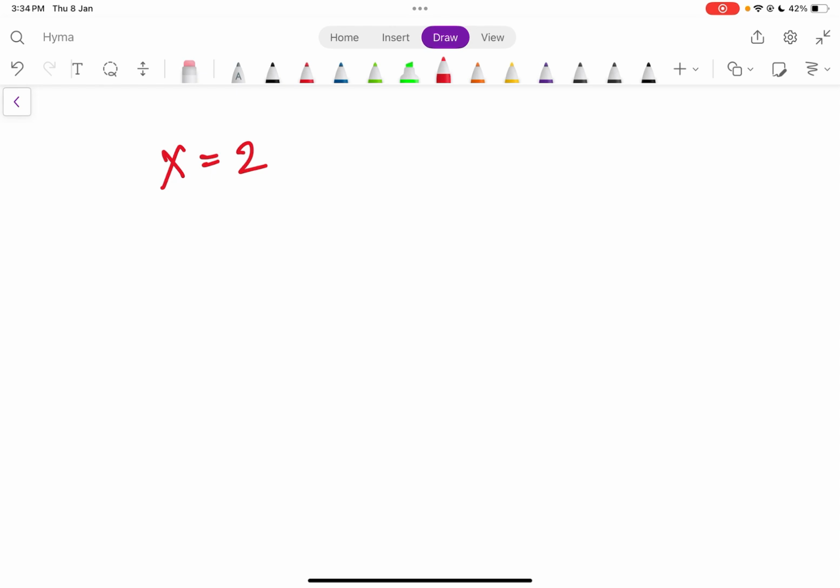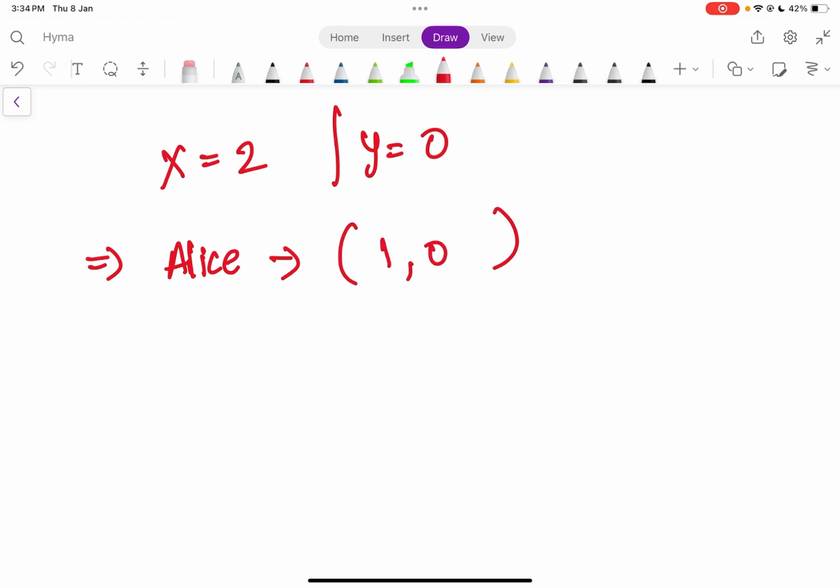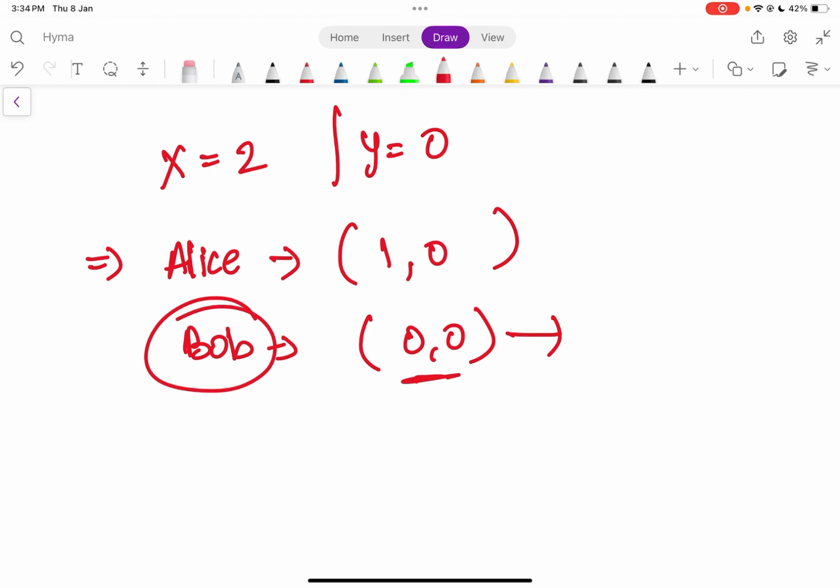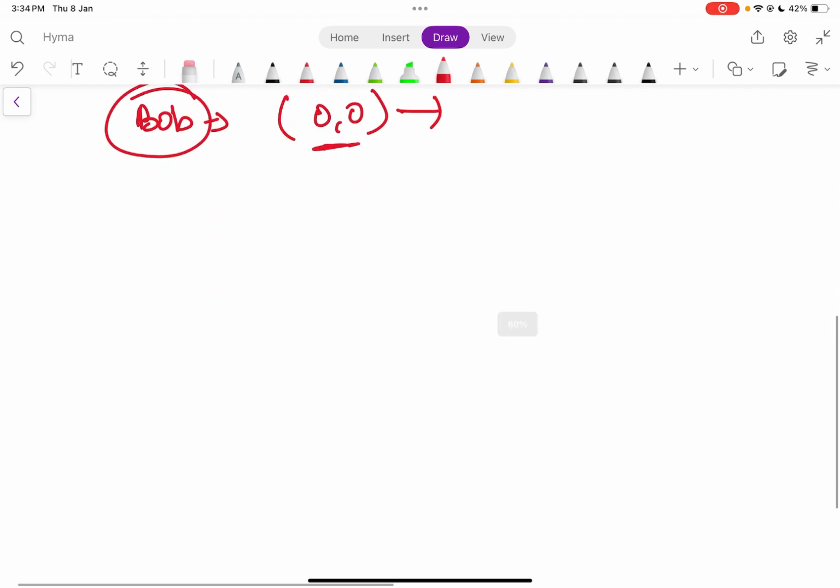X is equal to 2 and y is equal to 0. As Alice plays first, what can Alice do? As there are only biscuits left, he can reduce them by 1. Then when Bob plays, it will get reduced to 0, and there are no moves left, so Bob is the winner in this case.